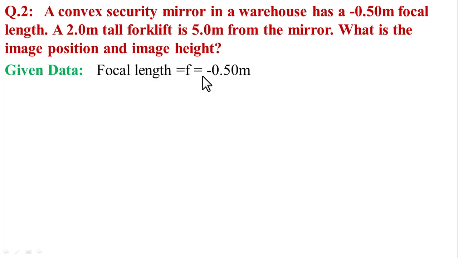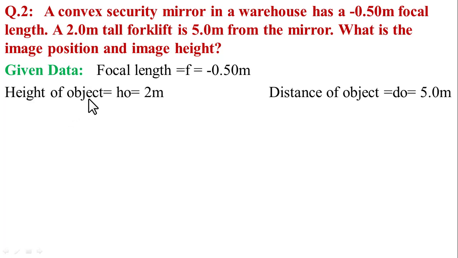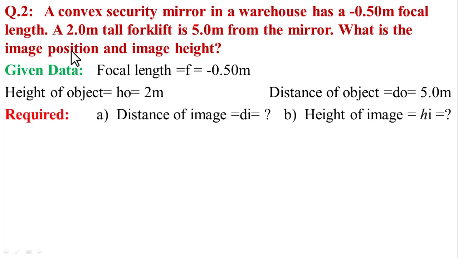Now we write the given data. First of all, focal length f is equal to minus 0.50 meter, height of object h naught is equal to 2 meter, and distance of object d naught is equal to 5 meter. Now according to the given statement, calculate the image position and image height. So required: distance of image di and height of image hi.